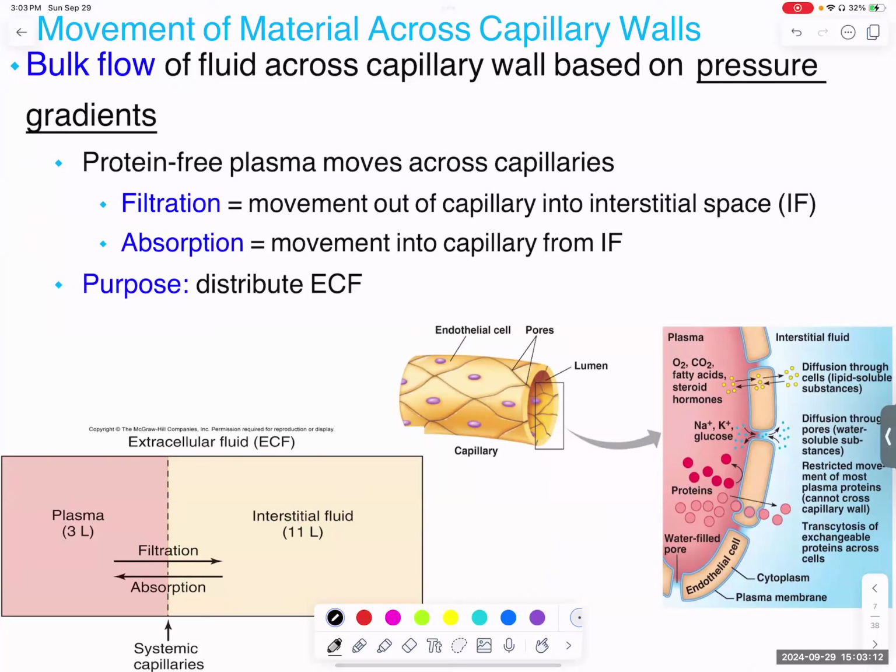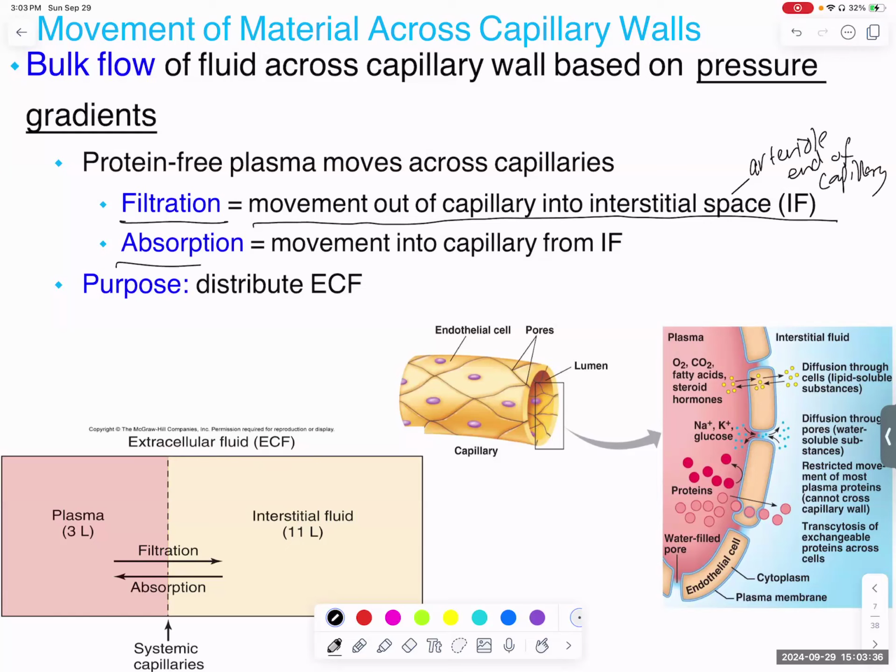Bulk flow in and out of the capillaries themselves. That means just everything inside the blood in the capillary is going to be pushed out into the interstitial fluid. That is called filtration. That is movement out of capillaries into the interstitial fluid. And this happens on the arterial end of the capillary. And then there's going to be absorption of fluid back into the venous end of the capillary. Remember, between the interstitial fluid and the blood.